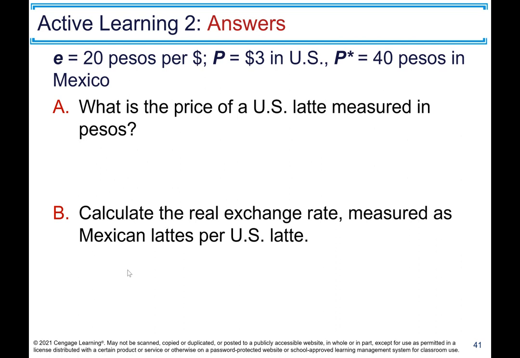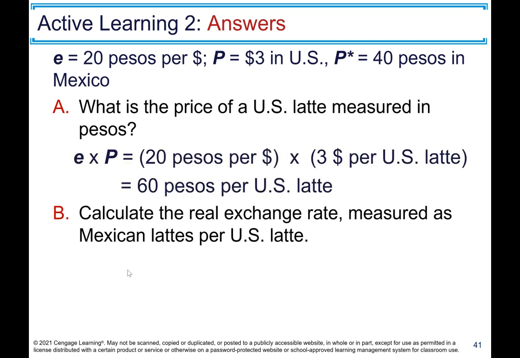Answers. When E is 20 pesos per dollar, P is $3 in the US, and P star is 40 pesos in Mexico, what is the price of a US latte measured in pesos? That is E times P, 20 pesos per dollar times $3 per US latte, equal to 60 pesos per US latte. Number B, calculate the real exchange rate measured as Mexican lattes per US latte.